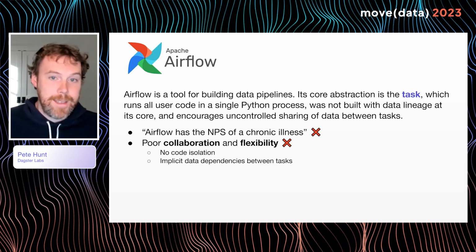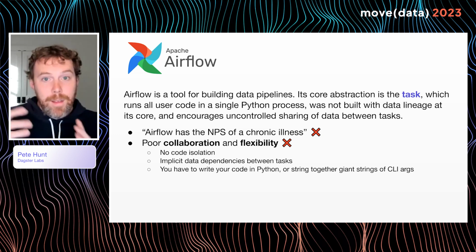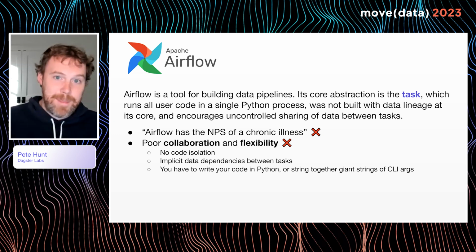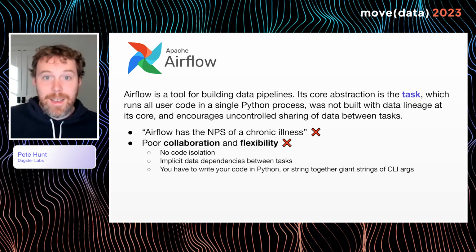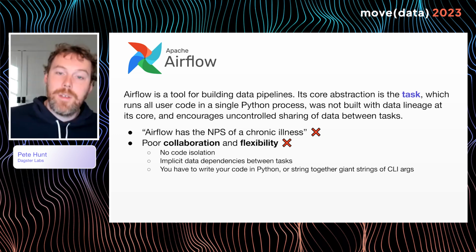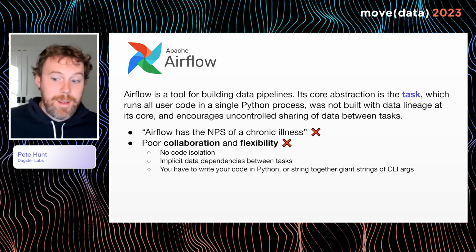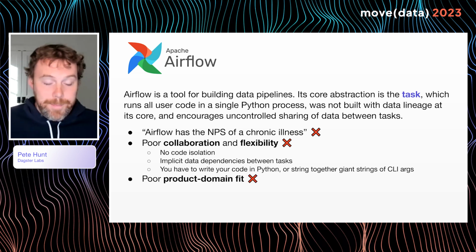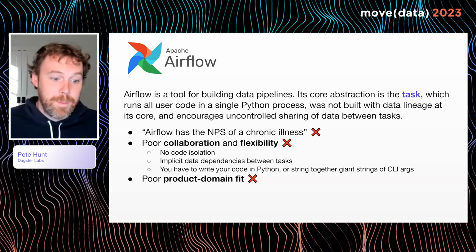There's no code isolation. There's implicit dependencies between these tasks. And you have to write all of your code in a single Python project with the same set of dependencies. And the alternative is to shell out to different CLI tools or Kubernetes jobs and string together giant strings of command line arguments. Additionally, there's poor product domain fit.